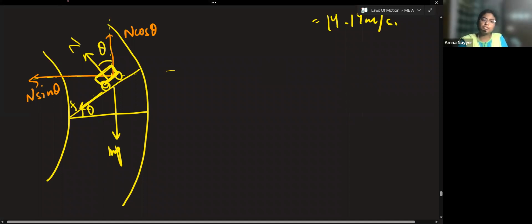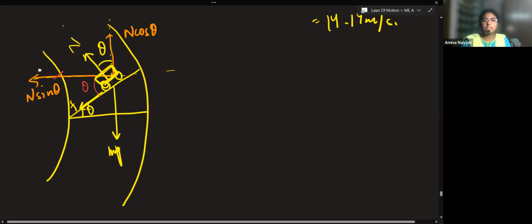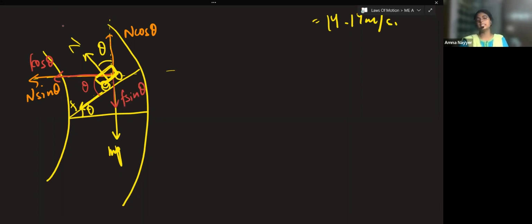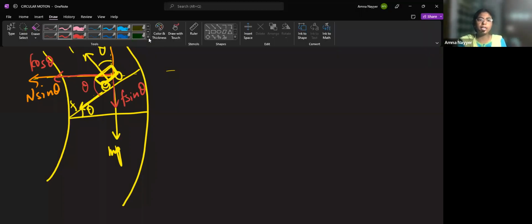Now frictional force is like this, and this also angle will be theta. As I've told you, these are alternate angles. So this side becomes f cos theta. Why will this be f cos theta? Because the angle is made with the x-axis. And perpendicular to this will become f sine theta. Understood all the resolution of vectors, and you have mg already downwards.